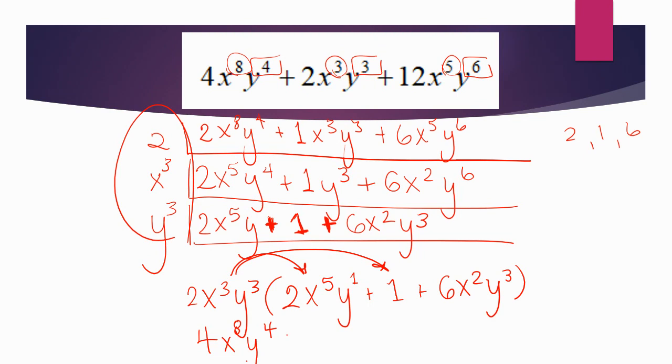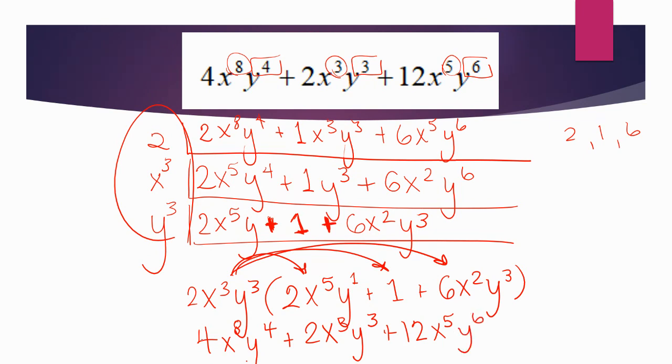Go to our next guy. So that's going to be plus 2x cubed y cubed, because that's the same thing. It times 1 is itself. 2 times 6 is 12. X to the third, x to the second gives me x to the fifth, because we add 3 and 2. Y to the third times y to the third is y to the sixth, so we add them together.